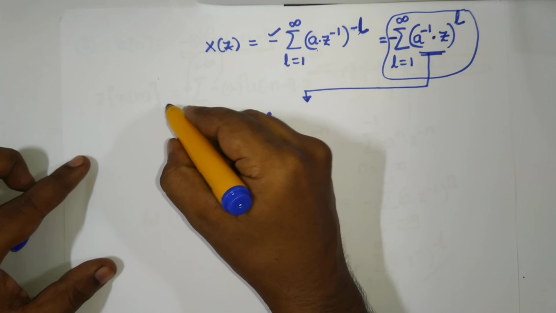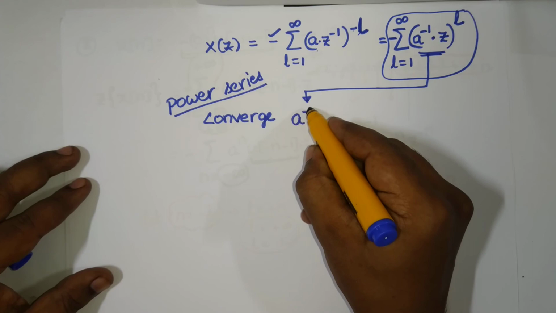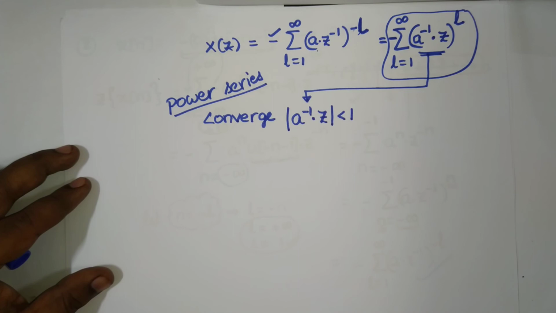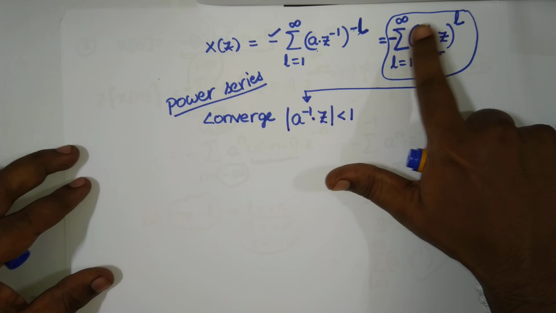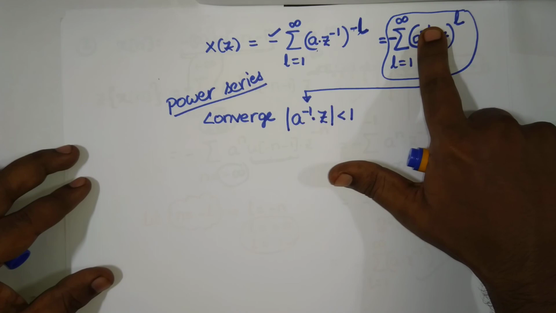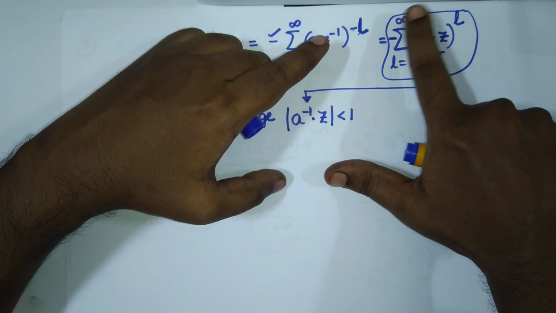This power series will converge. The power series is in geometric series form. It will converge when mod a inverse z is less than 1. That is very obvious, right? Because l is equal to 1 to infinity. If this quantity is not less than 1, what happens? The sum will go to infinity. If this quantity is, say, greater than 1, then taking the sum from l equal to 1 to infinity, definitely this sum will go to infinity, or this power series will diverge. I don't want that.